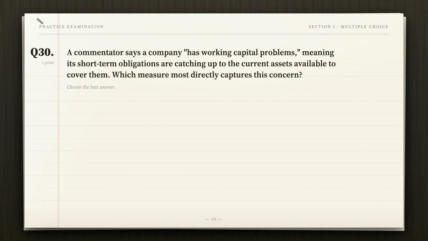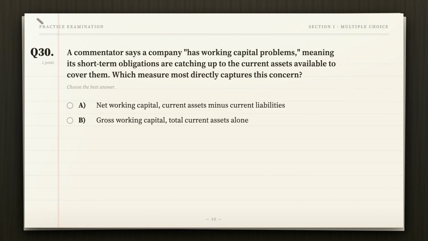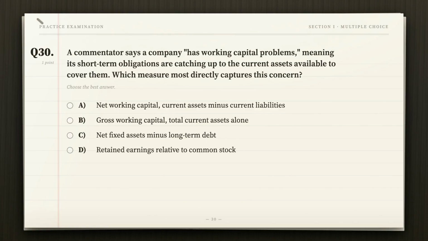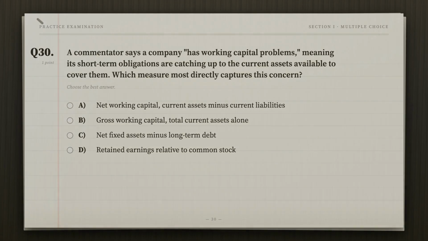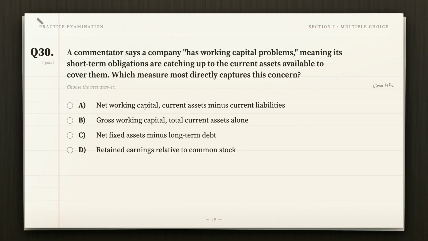Your options are A. Net working capital, current assets minus current liabilities. B. Gross working capital, total current assets alone. C. Net fixed assets minus long-term debt. D. Retained earnings relative to common stock. Which would you go with? Lock it in before the reveal.